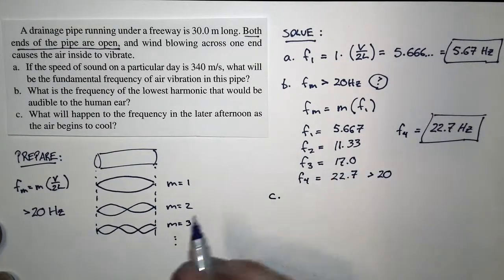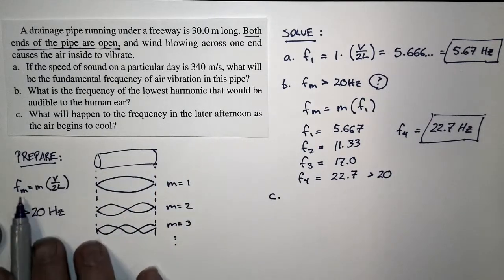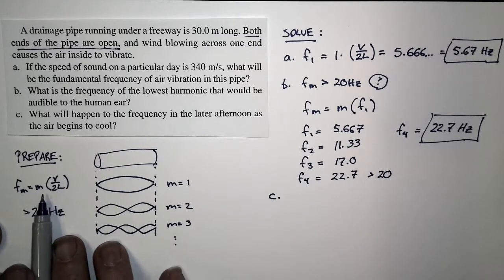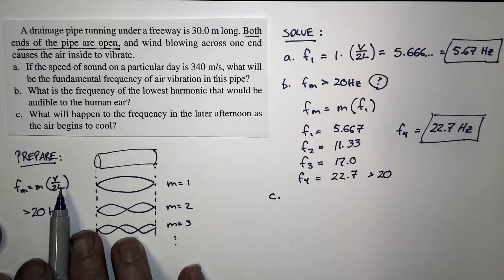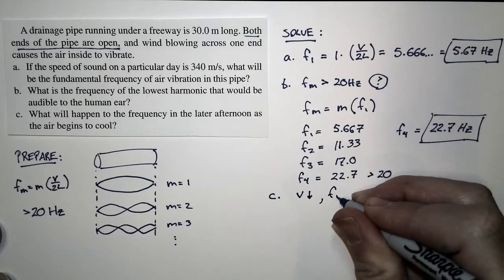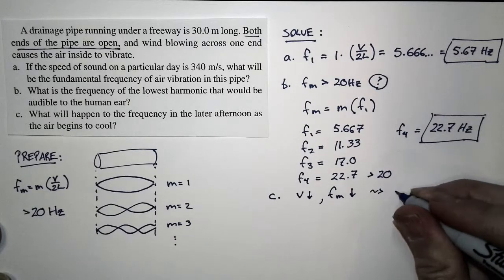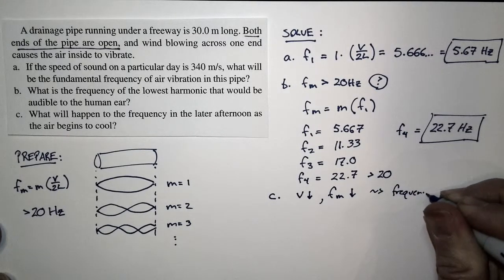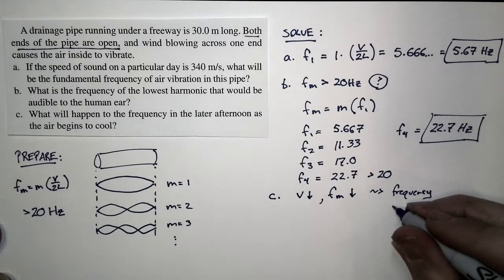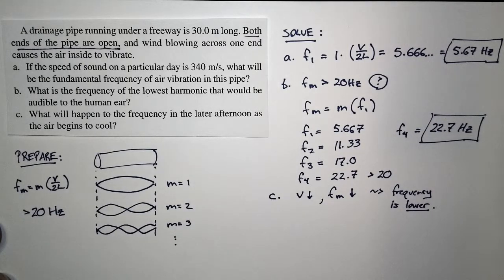Now part C asks for this. What will happen to the frequency in the late afternoon as the air begins to cool? Now let's look at our relationship right here. The frequency is proportional to v over 2L. Well, the length of the tube doesn't change. But as the air begins to cool, the velocity of sound goes down. The speed of sound decreases. So if the speed decreases, the frequency of all the different harmonics decrease as well. So as a consequence, the frequency that the tube sounds at will be lower later in the afternoon as the air begins to cool.